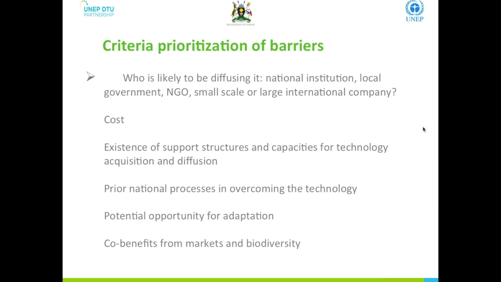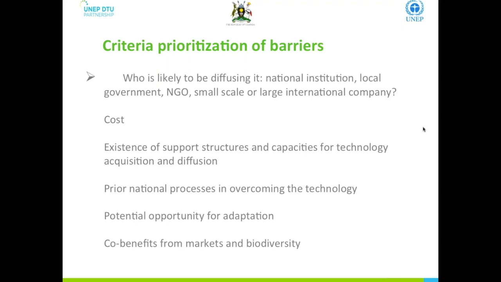So very quickly, again, some of the criteria that we used for identifying barriers was, the question is, who is likely to diffuse the technology? Is it a national institution? Is it a local government? Is it an NGO? Is it small scale, large, international? And what is the cost of the technology? That we have identified the barriers that hinder the adoption.